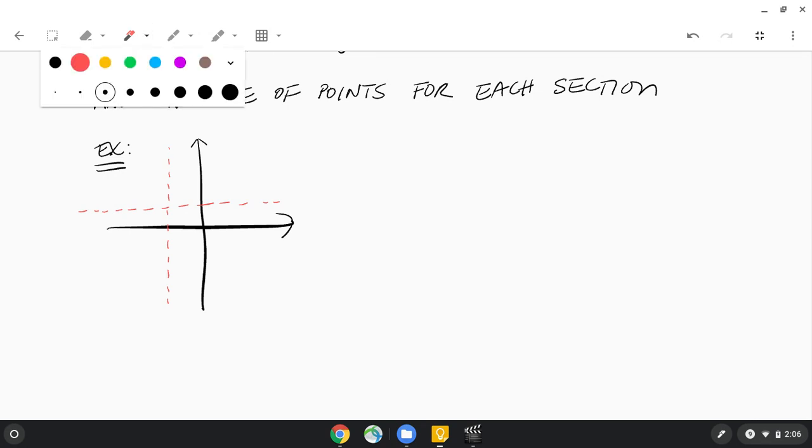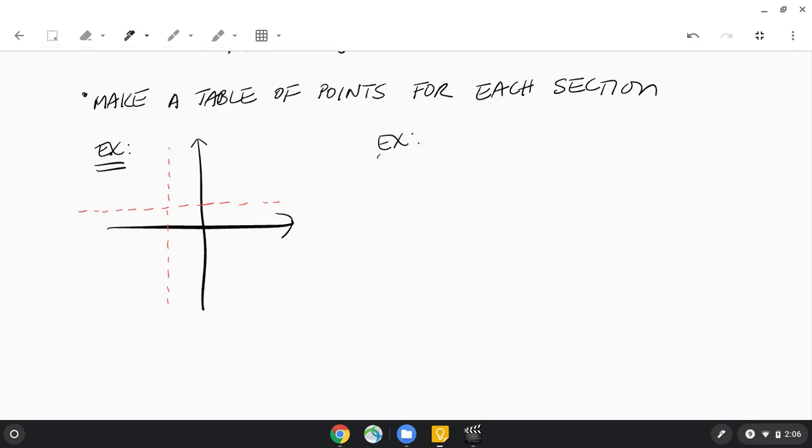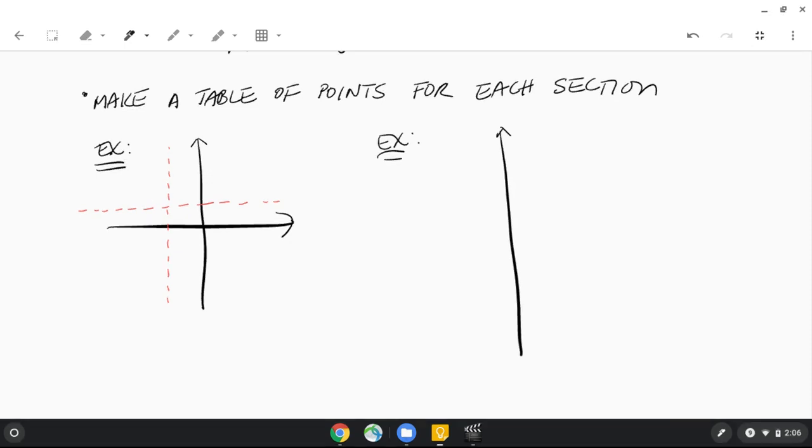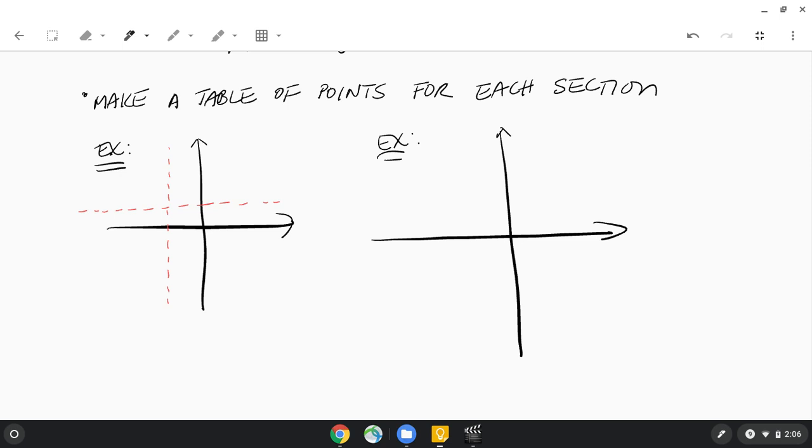Maybe you have a slant asymptote. So maybe you have something like this. Maybe you have, let me go back to my red. Maybe you have a horizontal asymptote down below over here. Again, we'll go over how to find these. And then maybe you have a slant asymptote that looks like this. Okay, so just expect to find your asymptotes, and you could have a vertical and a horizontal.